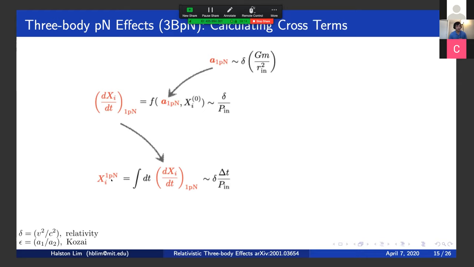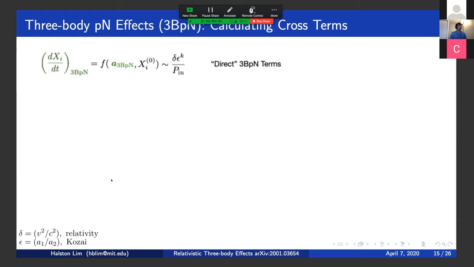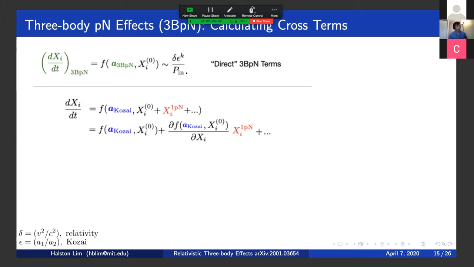And that's great. So that's the leading order case. To get these cross terms or these three-body PN terms, you can do the same thing. You can find the accelerations that go as delta epsilon that are mixed order, and you can evaluate them and find these direct cross terms. I'm going to refer to these as the direct terms because they come directly from the equations of motion. However, there are some other three-body PN terms which you can calculate.